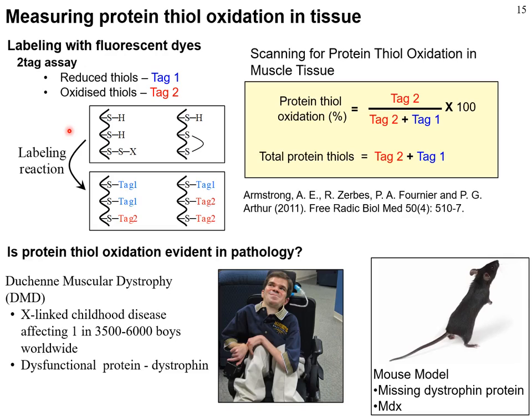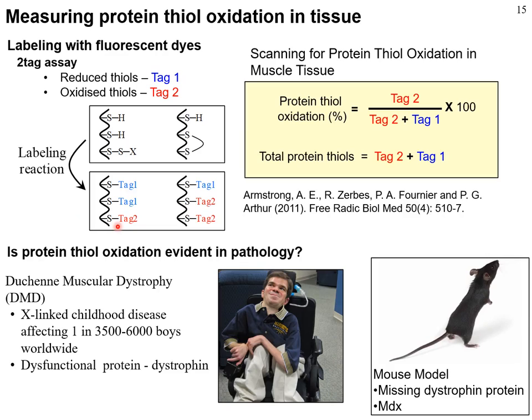But in essence, it involves attaching fluorescent dyes to both the oxidized and the reduced thiol groups. And so that's what's shown here. So we have our thiol groups here. We bind the reduced ones with tag 1, and then we bind the oxidized thiol groups with a second tag, which is shown in red here.